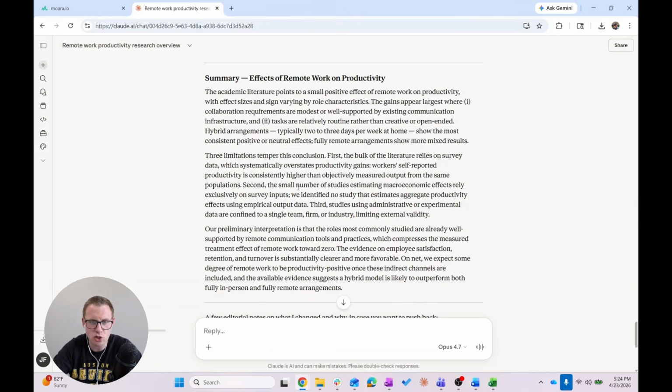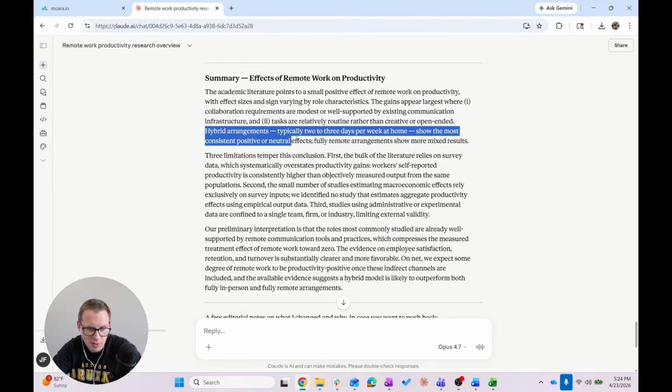The academic literature points to a small positive effect of remote work on productivity, with effect sizes and sign varying by role characteristics. Great. The gains appear largest where collaboration requirements are modest or well supported by existing communication structure and tasks are relatively routine rather than creative. Hybrid arrangements typically show the most consistent positive or neutral effects. Fully remote arrangements show more mixed results. Hybrid arrangements, typically 2 or 3 days per week, show the most consistent.